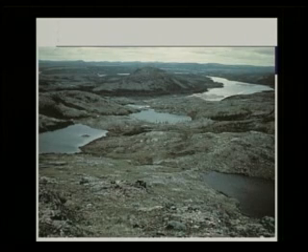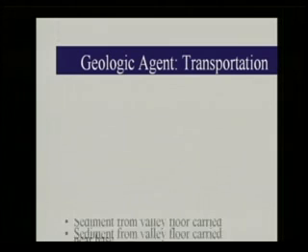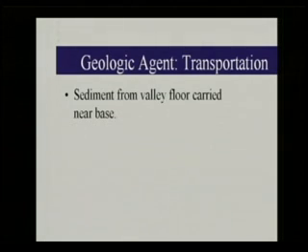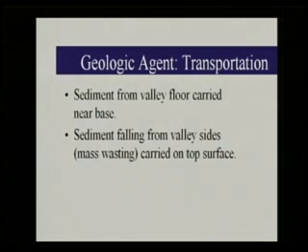What about transportation? Well, sediment from the valley floor is carried near the base of the glacier, of an alpine glacier, whereas sediment falling from the valley sides through mass wasting processes is carried on the top surface. And again, this is the most powerful agent of erosion.